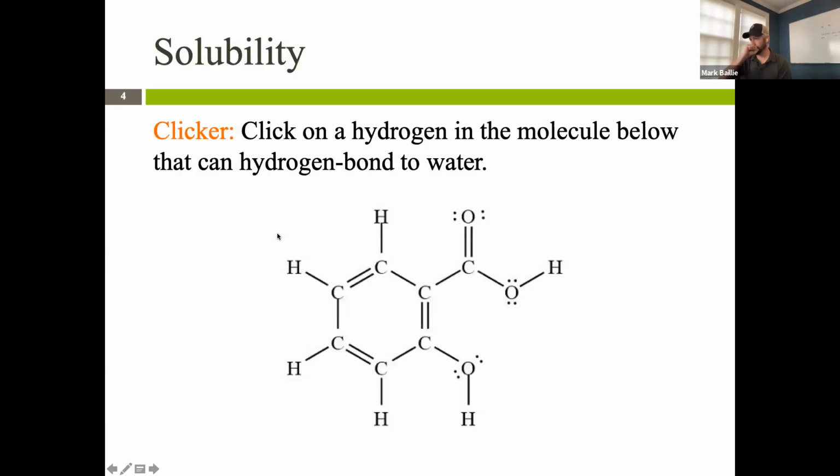All right, let's do a target here. Let's say that we have this molecule, salicylic acid, and we want to put it in water. Question is, which hydrogen atoms can form a hydrogen bond with water? You only have one click unfortunately, but click on any one that you think would form a hydrogen bond with water.